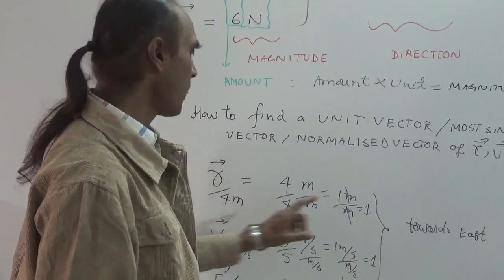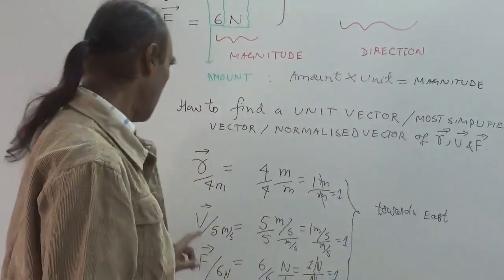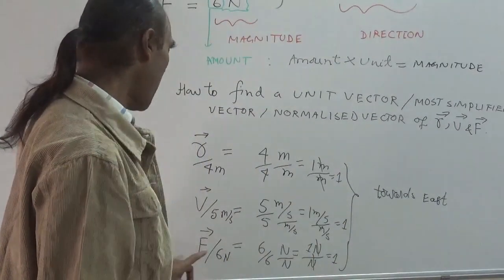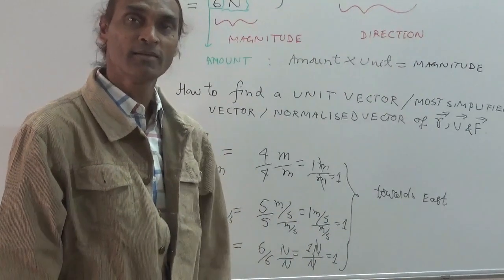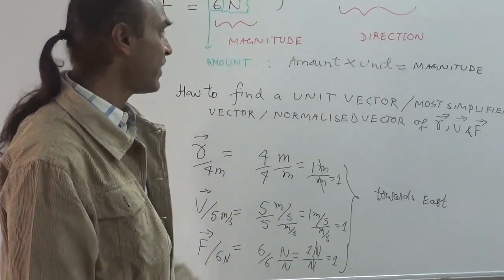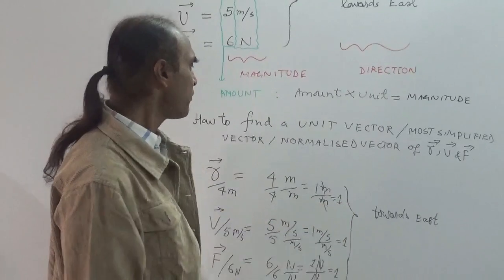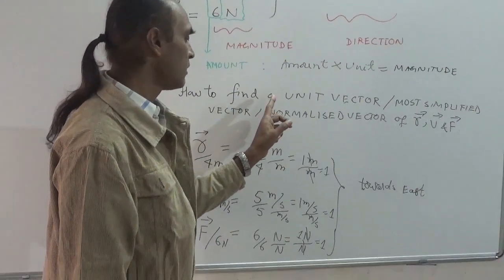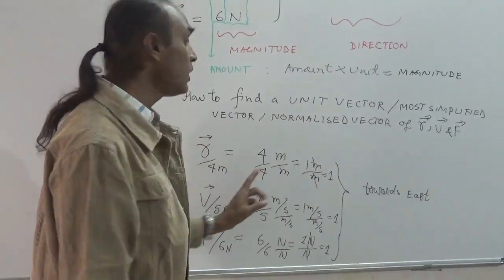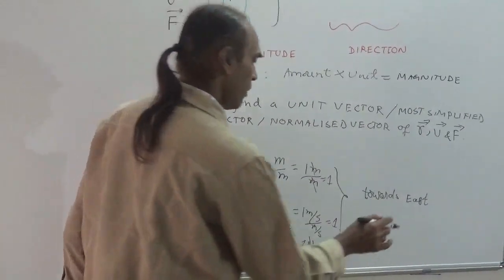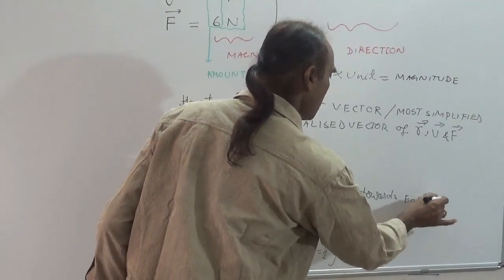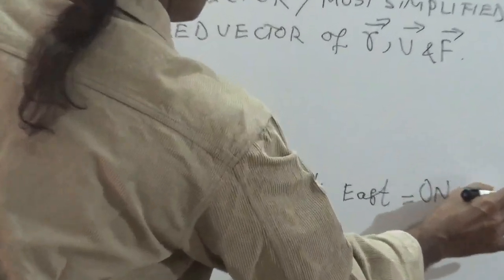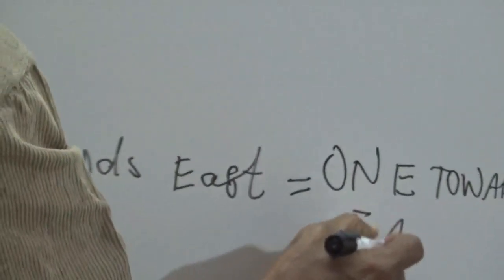R is 4 meter, 1 towards east. V is 4 meter per second, 1 towards east. F is 6 Newton, 1 towards east. It cannot be simplified further. This most simplified vector or normalized vector is nothing but the unit vector, 1 towards east. So it's nothing but 1 towards east.